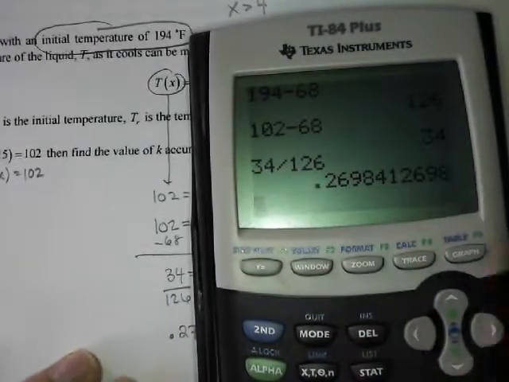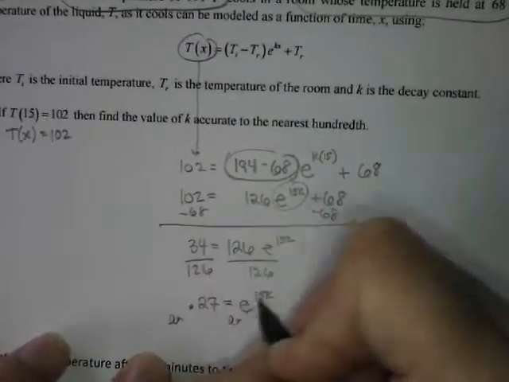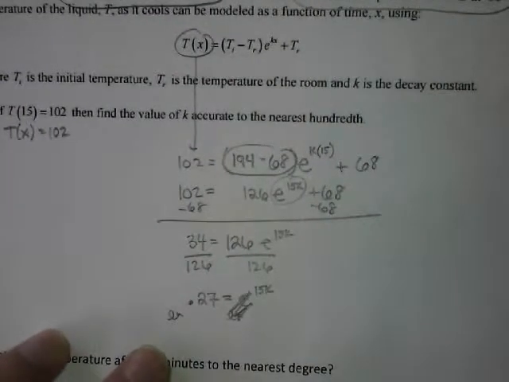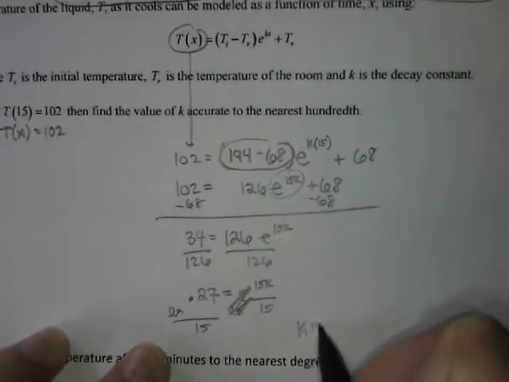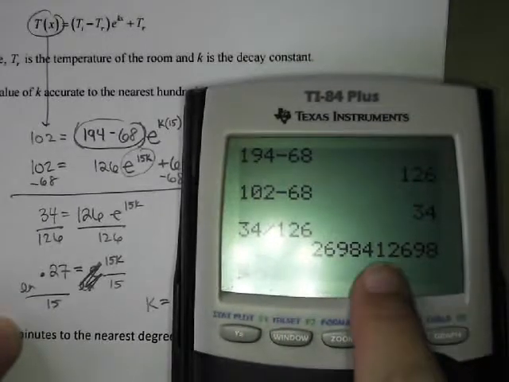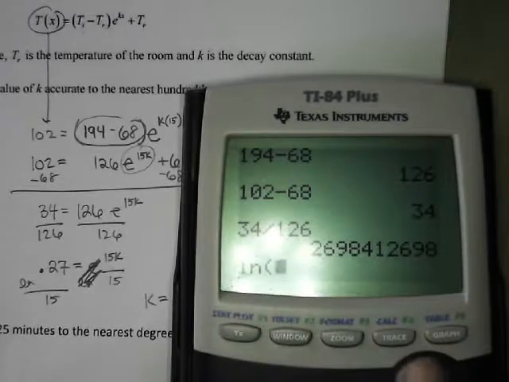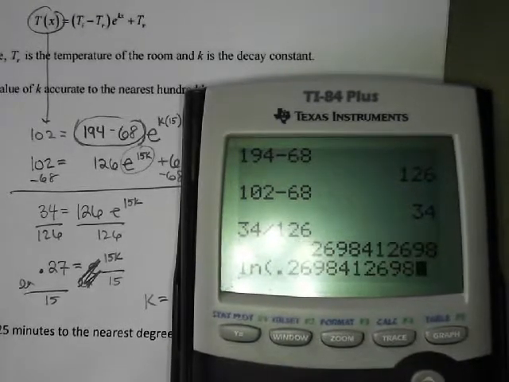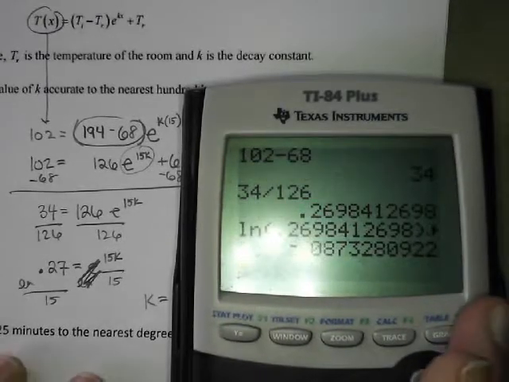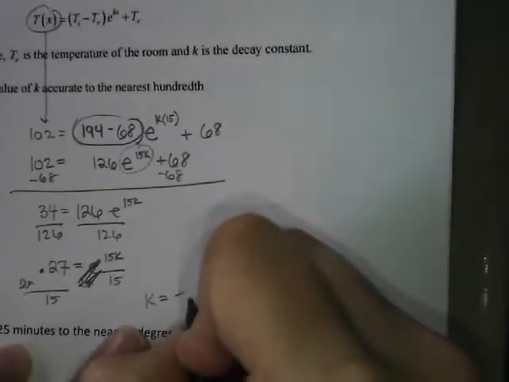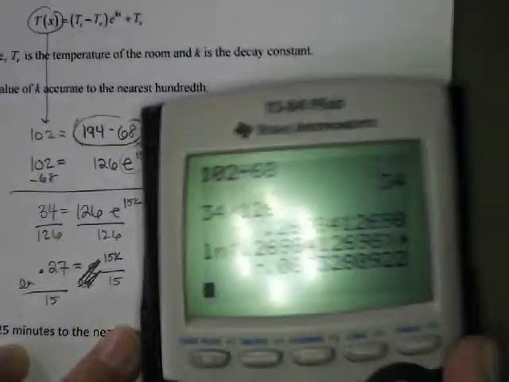So from here, trying to get rid of an e, we take the natural log of both sides, so that cancels. And then I'll divide both sides by 15. So k is going to equal, I'm going to take the natural log of this number, not the 0.27 that I wrote down. The natural log, I can go back up and select it. Natural log of that number and divide it by 15, and I get negative 0.08. Rounded to the nearest hundredth, so it's actually negative 0.09 if I round that properly to the nearest hundredth.